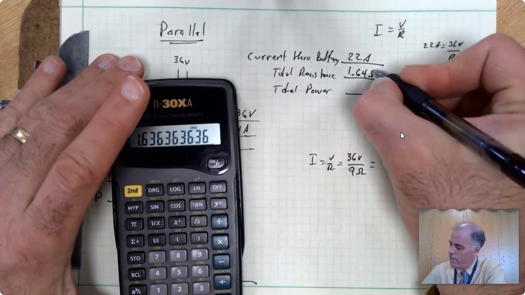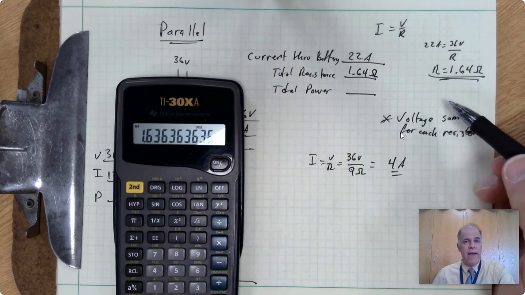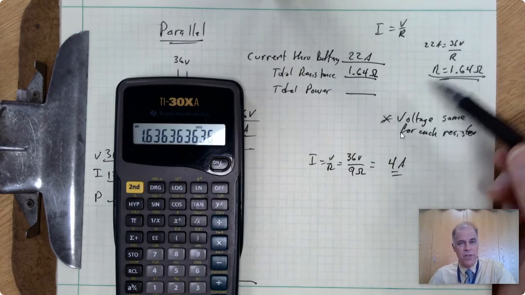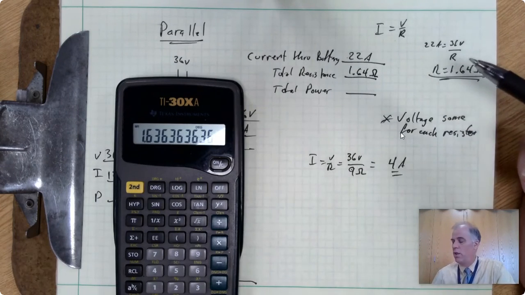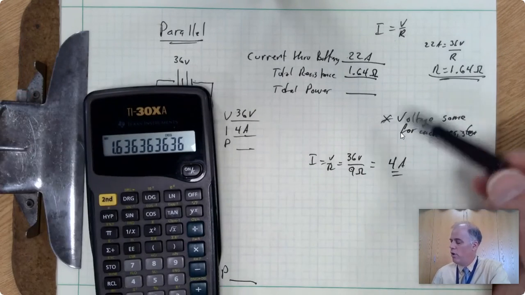1.64 ohms. Okay? Now I'm going to show you another way to solve that so we can back ourselves up and make sure we haven't accumulated errors somewhere along the way, but we'll come back to that at the end. I do want to show you how to solve the rest of this.